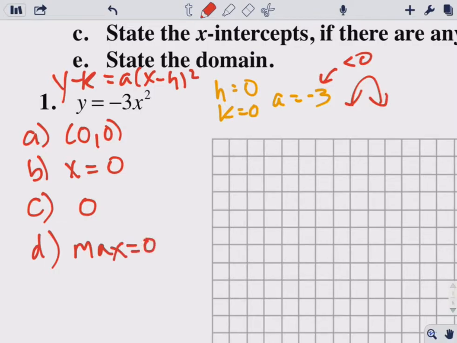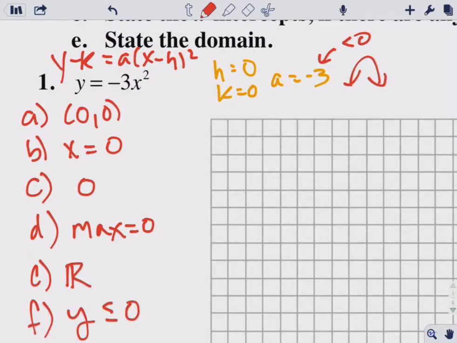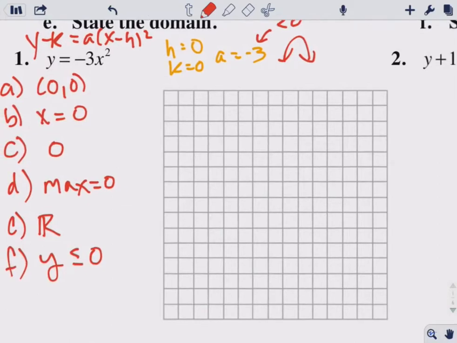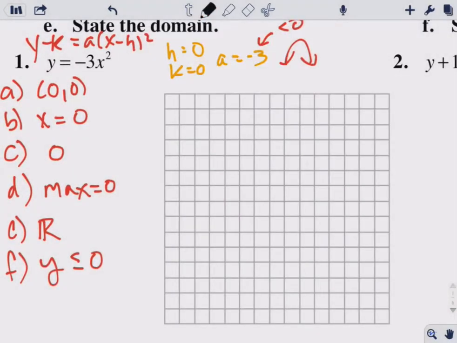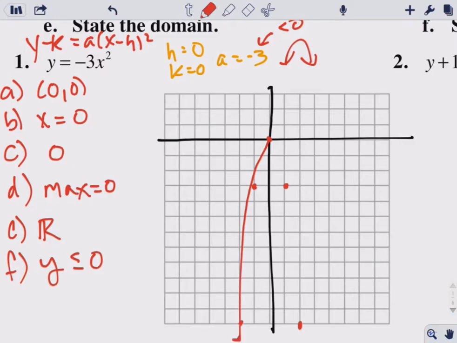E is the domain, which is all real numbers. And F is the range, which is y is less than or equal to 0, because it opens down and its max is 0. If we want to graph this, put the line here, and here. Okay, so if I graph that, 0, 0 is your vertex, a is negative 3, so I go down 3, left 1, down 3, right 1, down 9, left 1, down 9, right 1. So that's my graph there. Don't forget the arrows on the end of your graph.